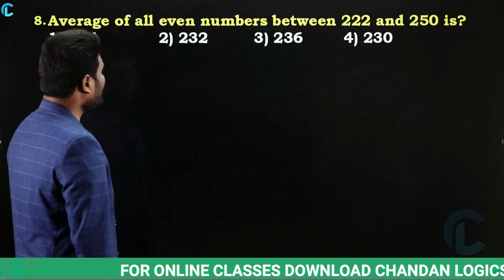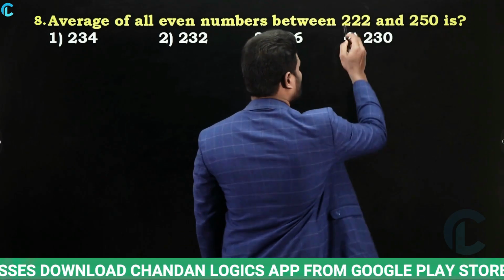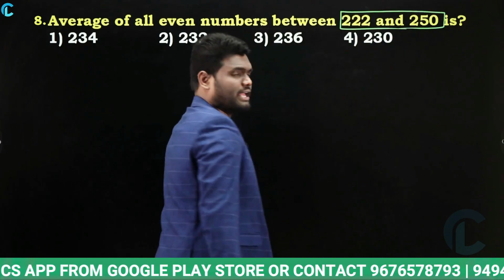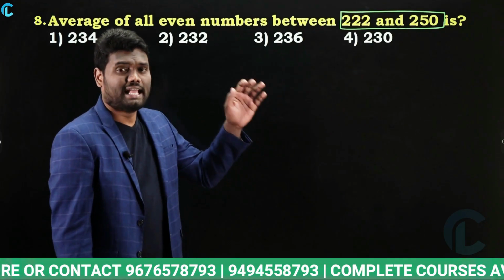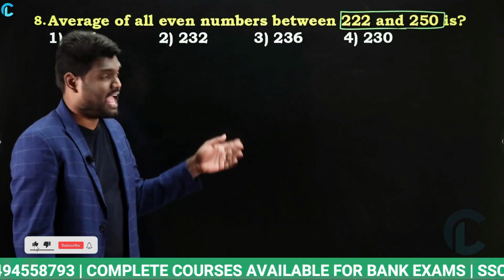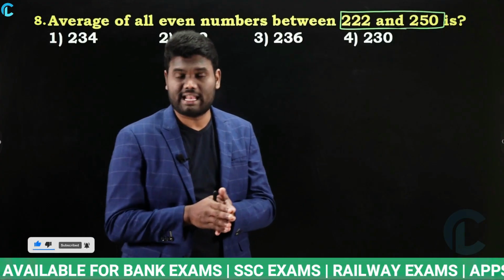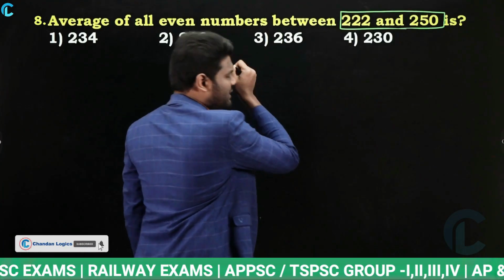Average of all even numbers between 222 and 250 is. So, we are asked to calculate the average of all even numbers between 222 and 250. This is exactly similar to the question we have discussed earlier. This question and the previous question were asked in the SSC CGL mains examination. So, calculate the average directly for these numbers.